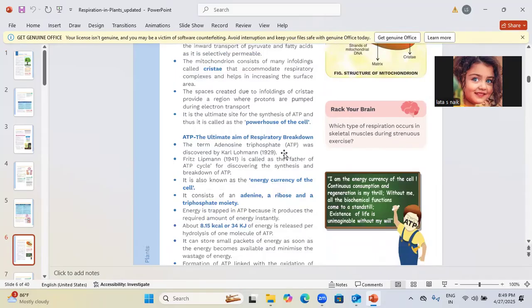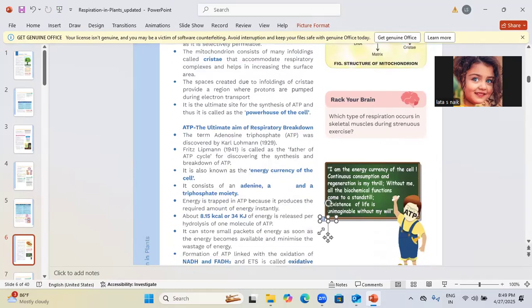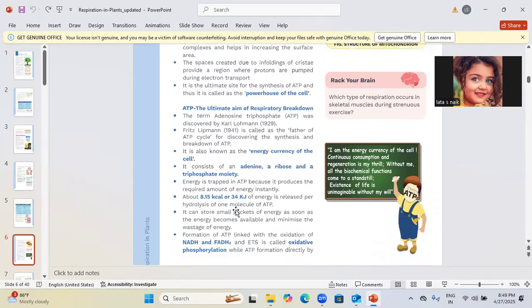Now, the ultimate aim of respiratory breakdown. The term adenosine triphosphate was coined by Karl Lohmann, and Fritz Lipmann is called the father of the ATP cycle for discovering the synthesis and breakdown of ATP. It is also called the energy currency of the cells, and it consists of adenine, ribose, and a triphosphate moiety, and energy is trapped in ATP because it produces the required amount of energy.